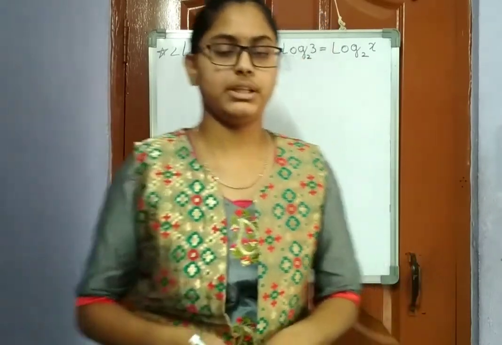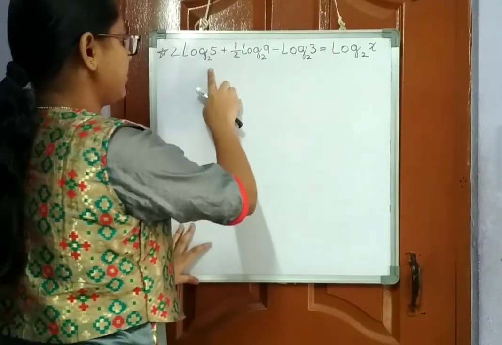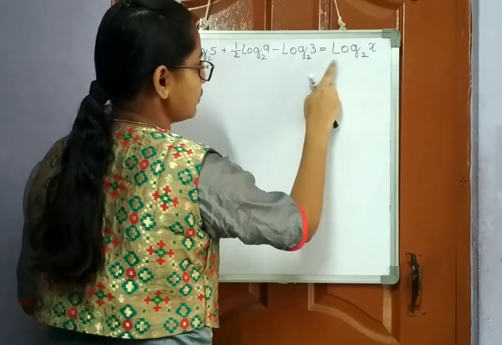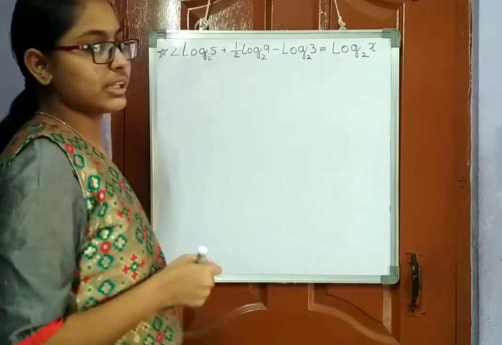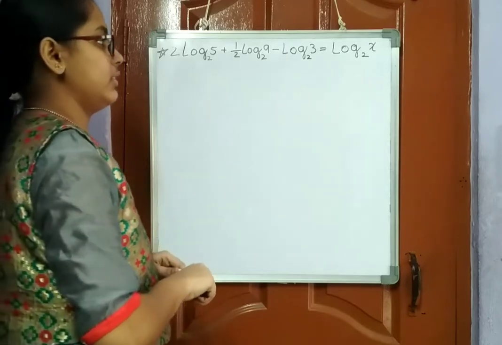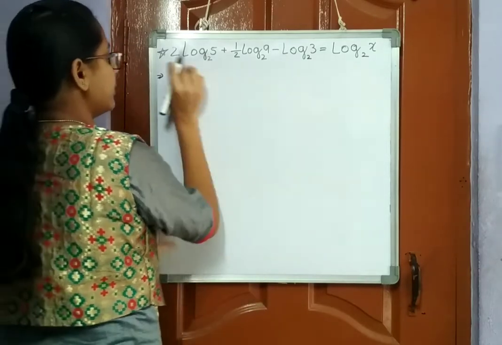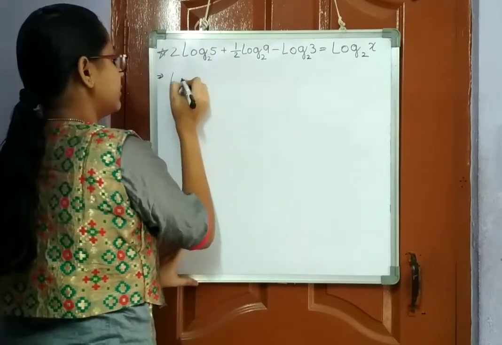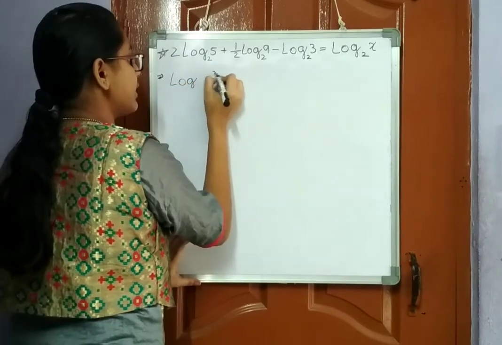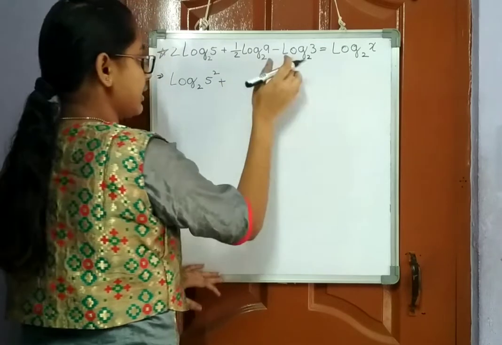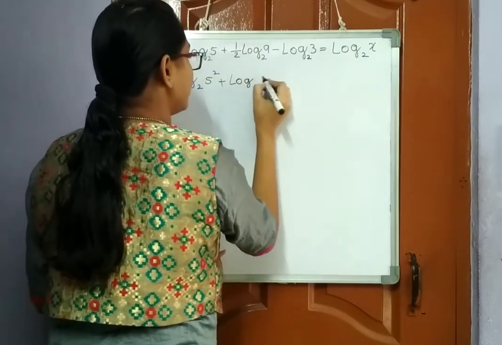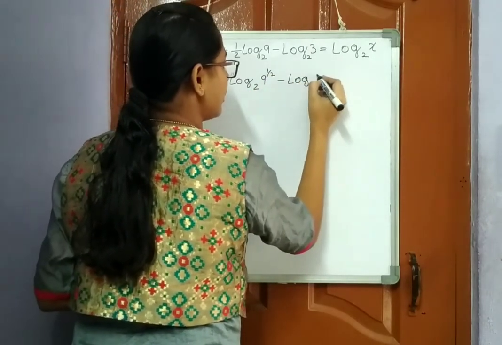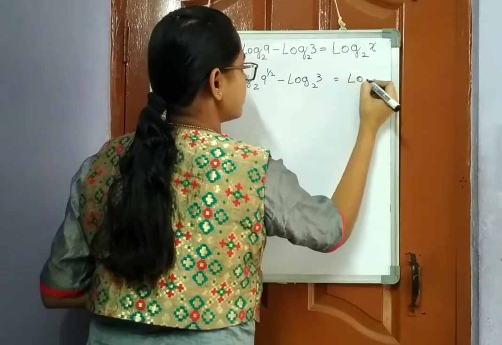So let's see the next example here, that is 2 log 5 to the base 2 plus 1 by 2 log 9 to the base 2 minus log 3 to the base 2 equals log x to the base 2. So here we need to find out the value of x. So let's start simplifying. Here, applying the power rule, we will get log 5 square to the base 2 plus, again applying the power rule, log 9 to the power of 1 by 2 to the base 2 minus log 3 to the base 2 equals log x to the base 2.